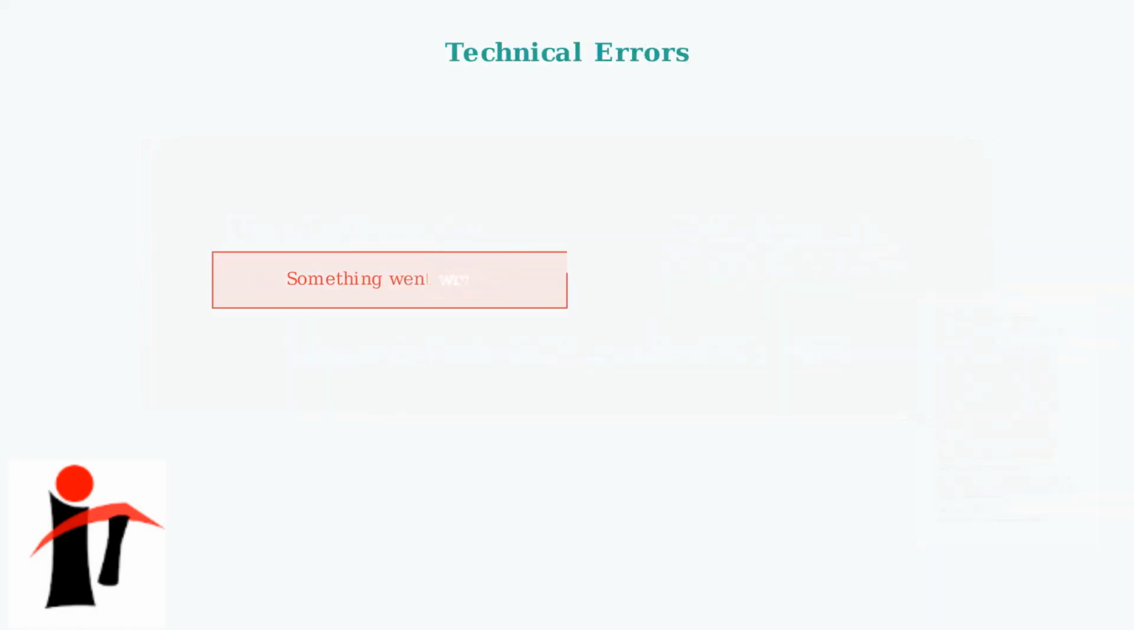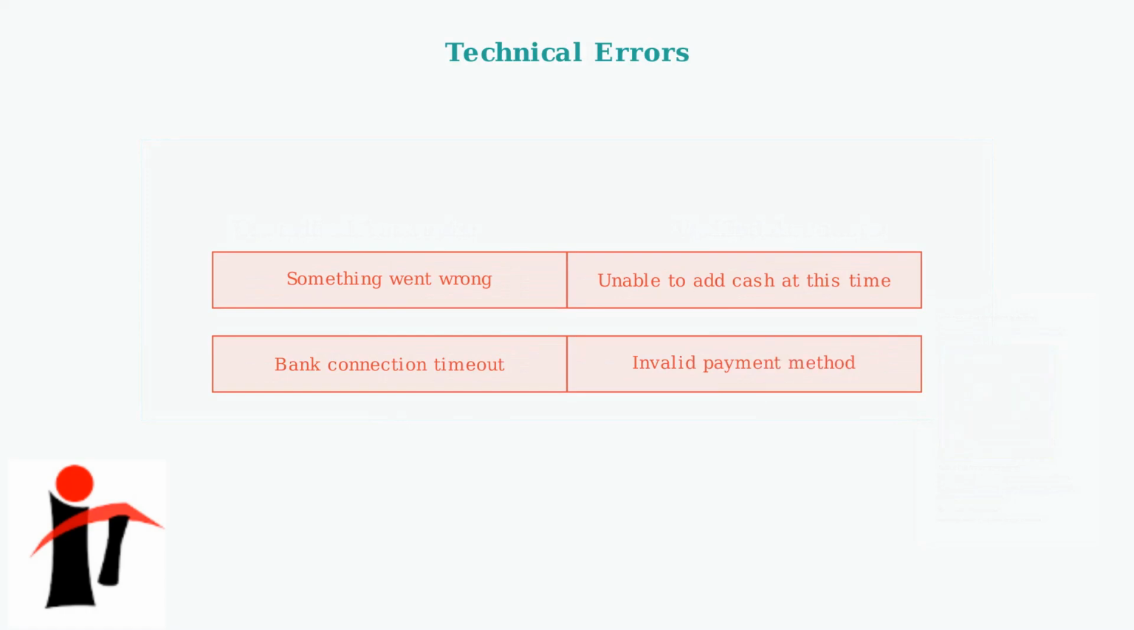Technical errors are another common cause of add cash failures. These can include generic error messages like "something went wrong," specific errors like "unable to add cash at this time," bank connection timeouts, or invalid payment method errors.